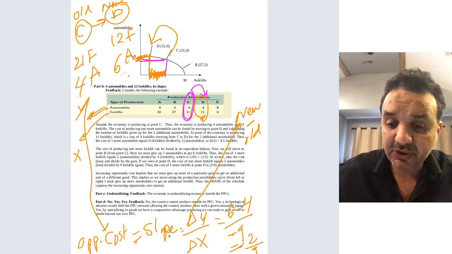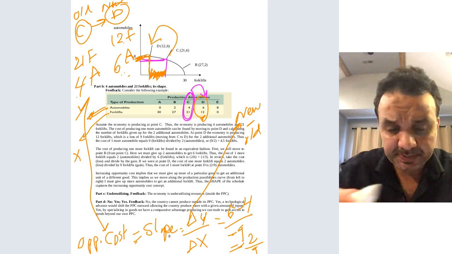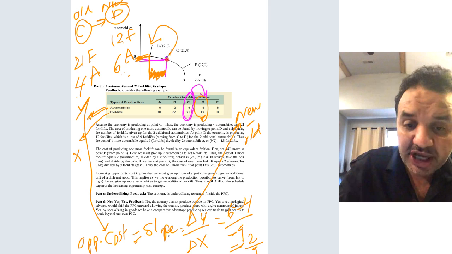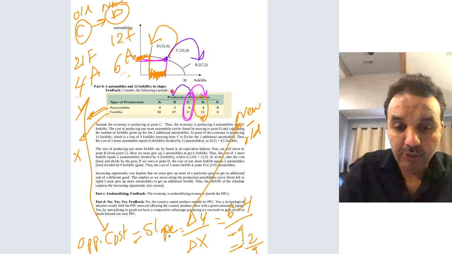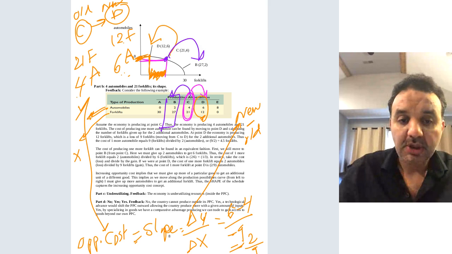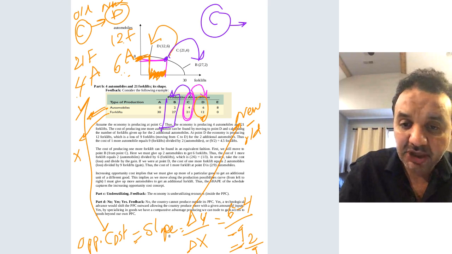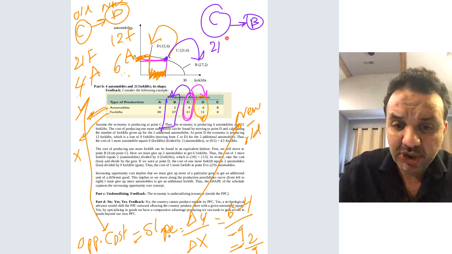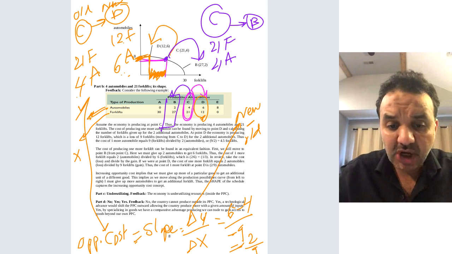Okay, if you didn't get my point, let's see another example. Now, instead of producing more automobiles, let's say you want to produce more forklifts. So let's see how we can do this. Now let's see your point C, and you want to move to point B. So from C to B. Now let's write this down. Point C is 21F and 4A. If you want to move to point B, how many forklifts will you produce? 27F and 2 automobiles.